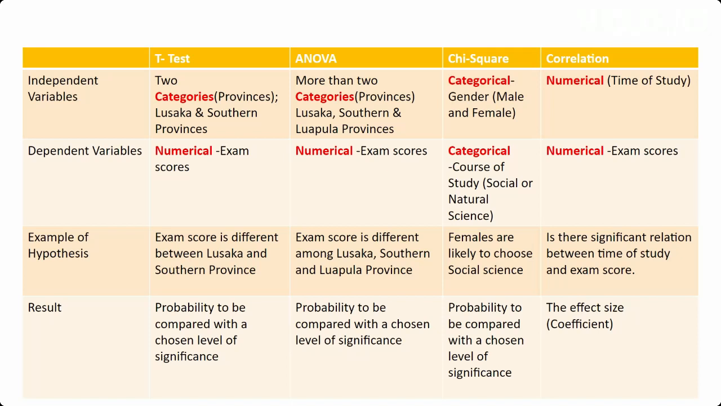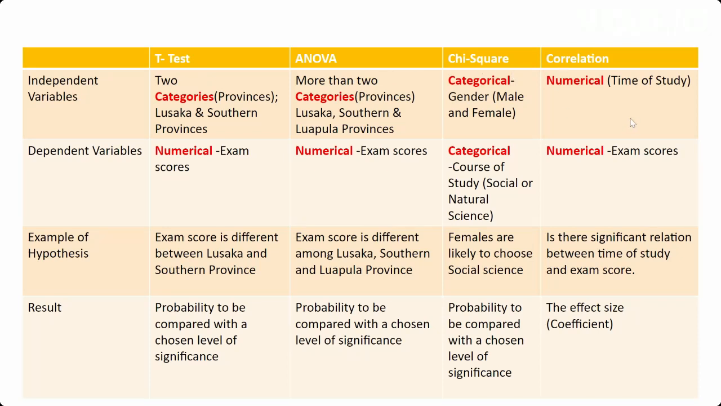In that example, I've brought the table back. We used the t-test, ANOVA, chi-square, and correlation. These are test statistics, especially the first three: t-test, ANOVA, and chi-square.